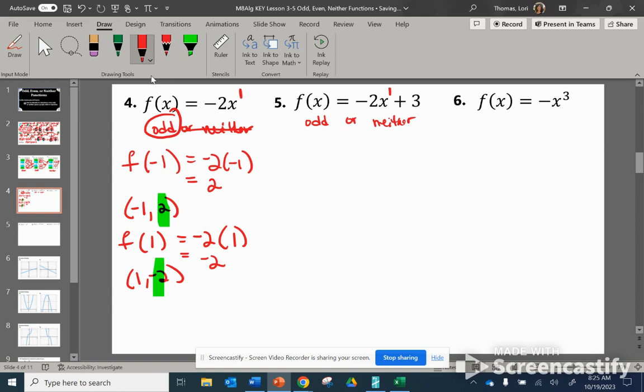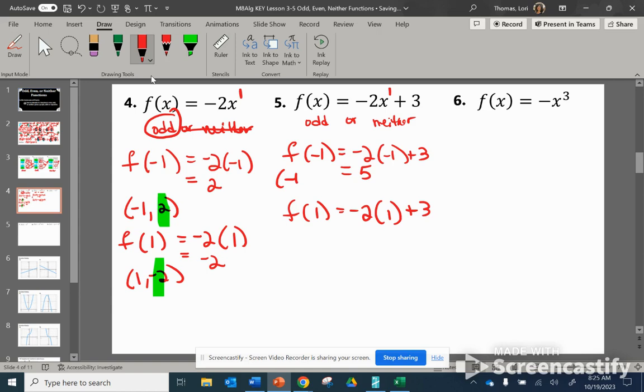And so I'm just going to do this same test. I'm going to plug in -1, and then I'm going to plug in +1, and again look at the outputs to see if they are opposite. So I have -2 times -1, that is 2, and 2 plus 3 is 5. (-1, 5). And then this output, -2 times 1 is -2 plus 3 is 1. So I have (1, 1), and I can see that these are not opposite in sign. So it is not an odd function. It is neither. It is not symmetrical about the origin.